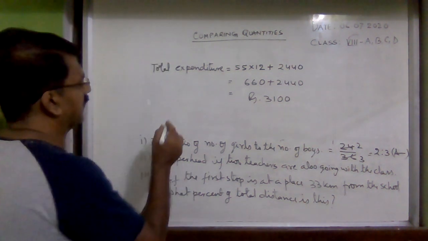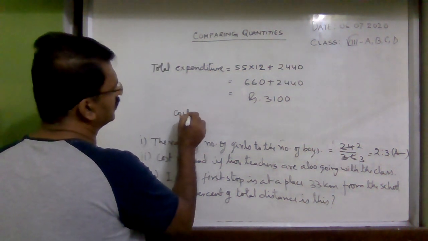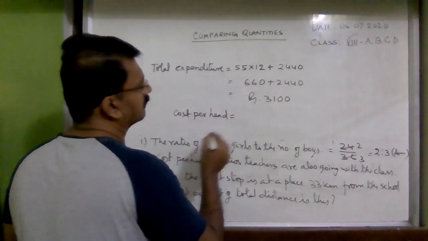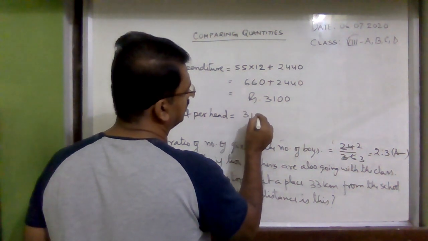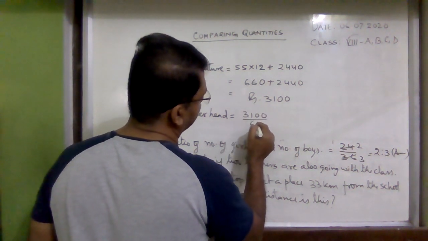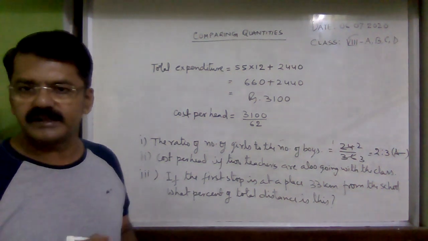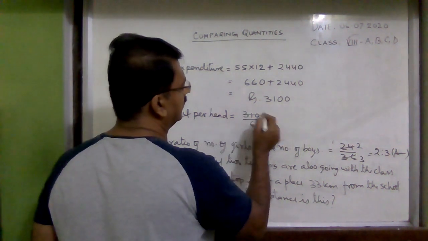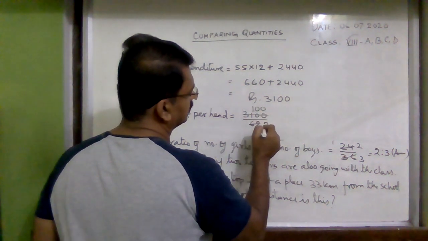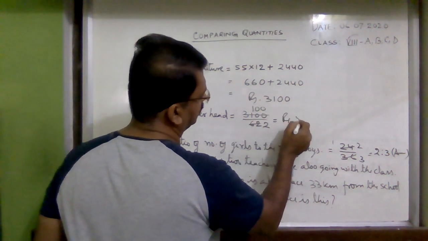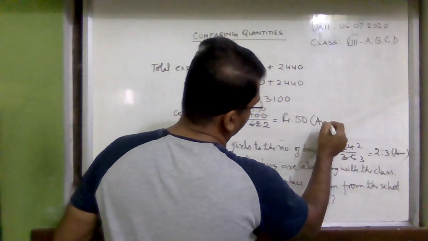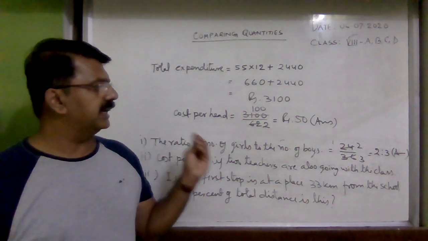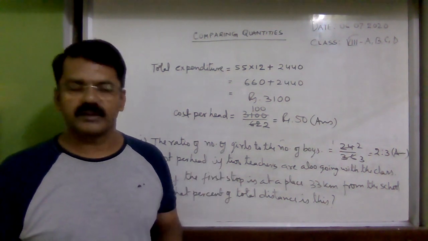So the cost per head, when you calculate cost per head, it will be 3100 divided by 62. You know 31 2s are 62. So when you cancel it, it is rupees 50. So the answer to your second part will be rupees 50. Rupees 50 is the cost per head for the picnic.